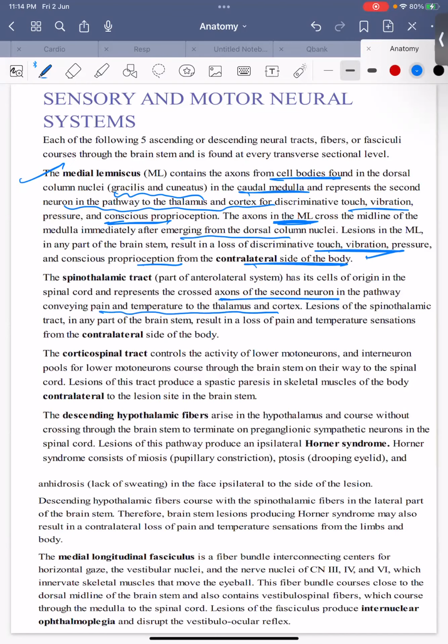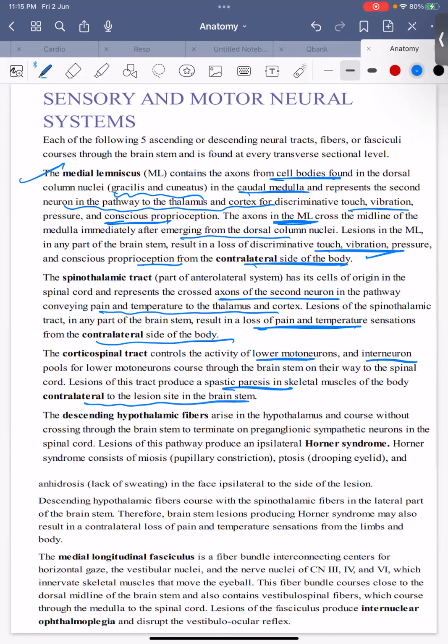Lesion of the spinothalamic tract, as I told you earlier, causes the loss of pain and sensation from the contralateral side of the body, because as soon as they enter the spinal cord, they move to the contralateral side. The corticospinal tract controls the lower motor neuron and the interneuron. Lesions will cause spastic paralysis contralateral to the side of the lesion.